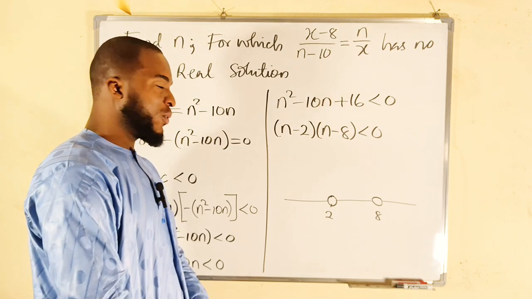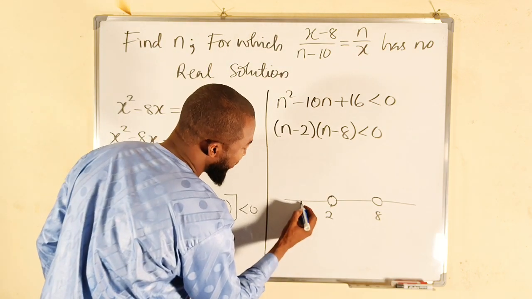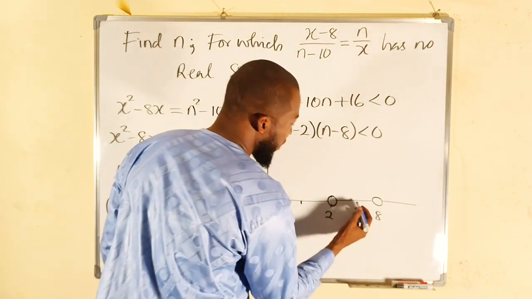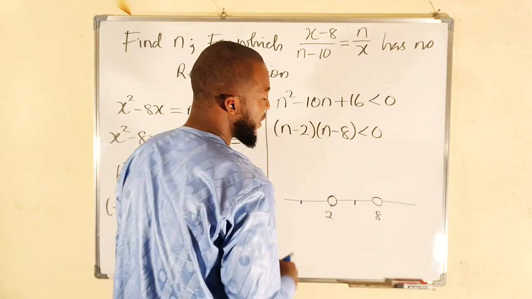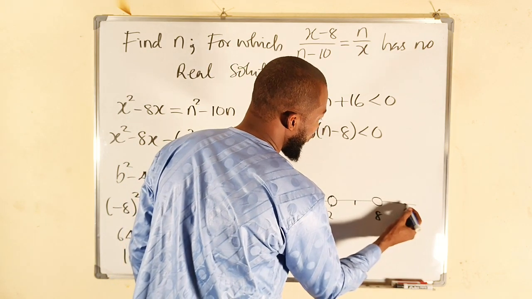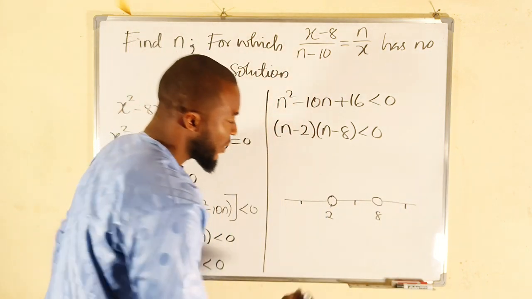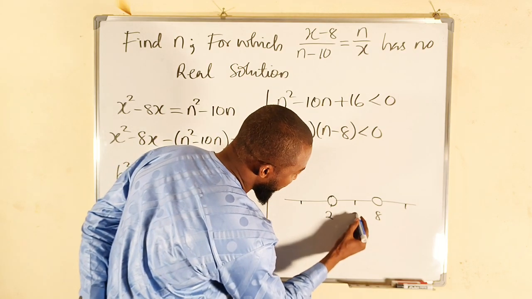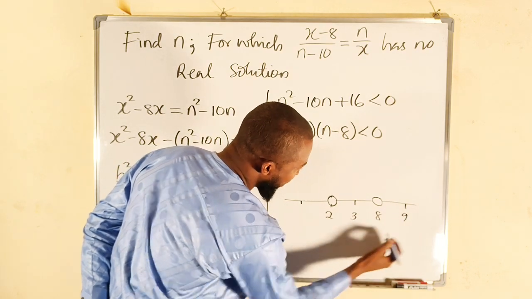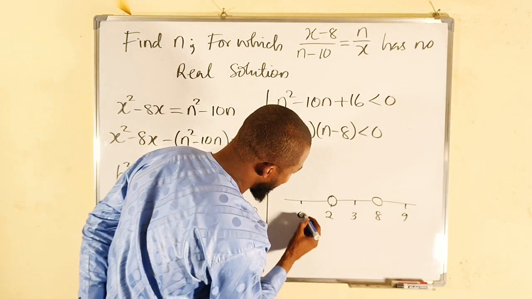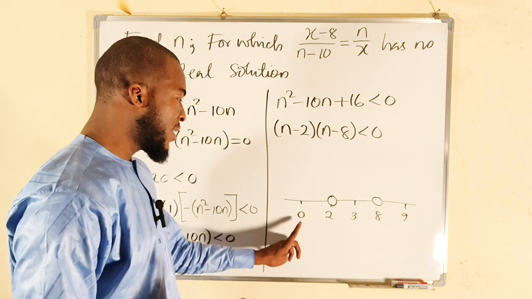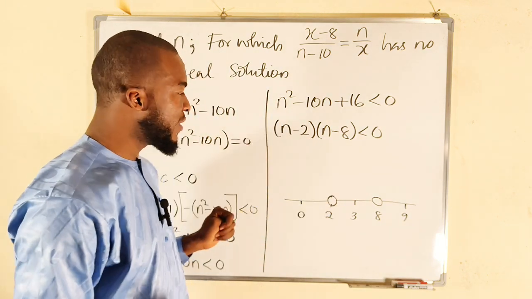So where can we find a solution? Test a value to the left hand side of 2. Test a value in between 2 and 8. And test a value to the right hand side of 8. We can confidently choose 3 here. We can choose 9 here. We can choose 0 here. Okay, let's test 0, 3, 9 in this inequality.